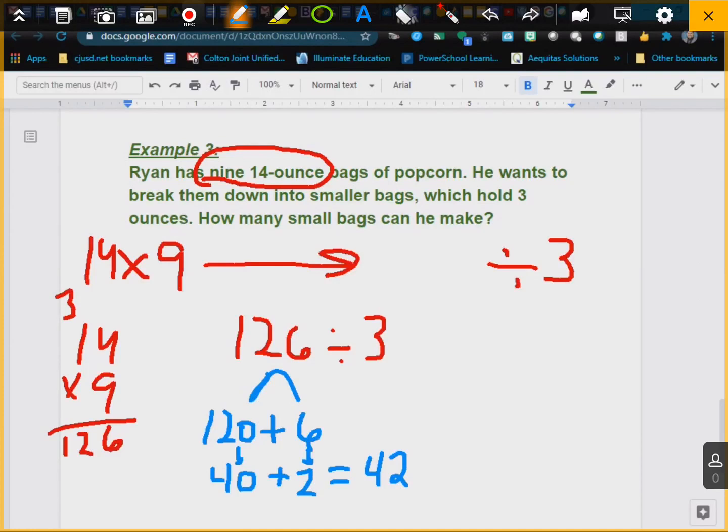And let's double check that. Let's take 42 and multiply that by 3. 3 times 2 is 6. 3 times 4 is 12. 126 is our answer.